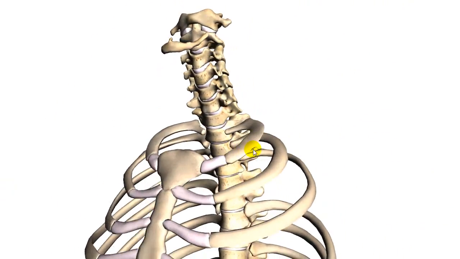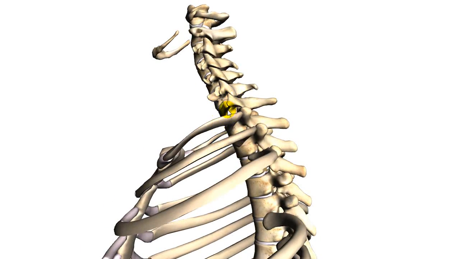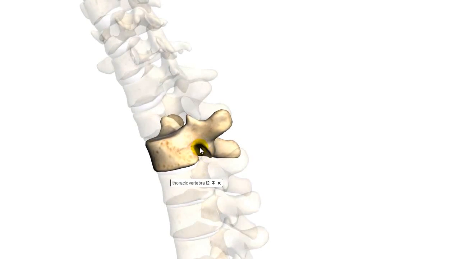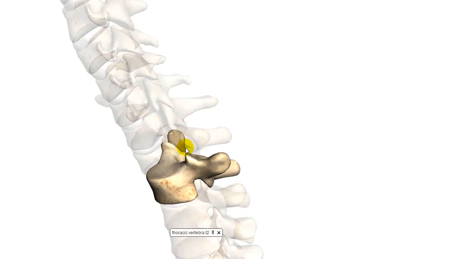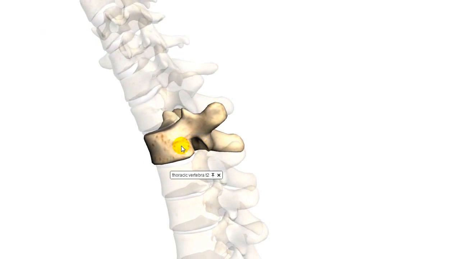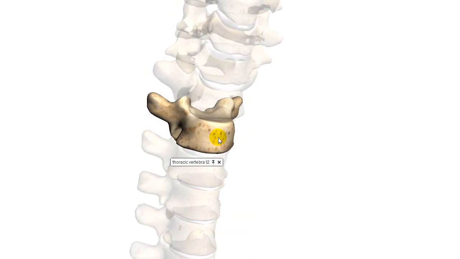So it's quite simple really. Just to recap, you've got the anterior part, which is the body. You've got the posterior part, which consists of the neural arch. And attached to the neural arch, you've got the superior articular processes, the transverse processes, the spinous process, and the inferior articular processes. And the vertebrae articulate with each other via the superior and inferior articular facets. So those are the main features of the vertebra to be aware of.